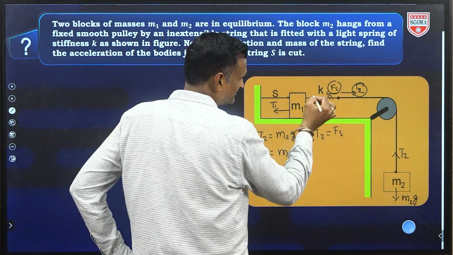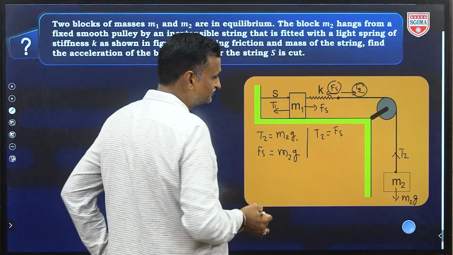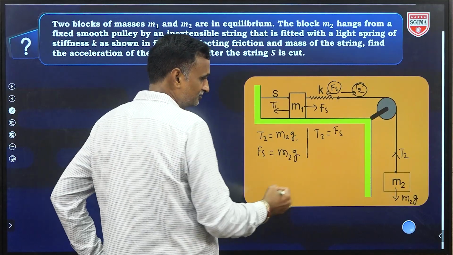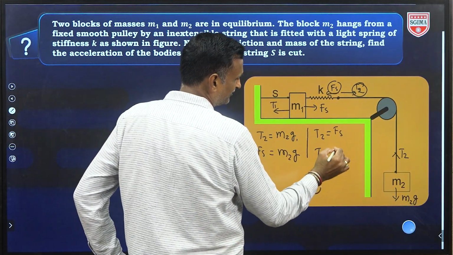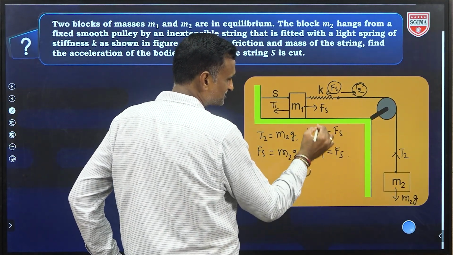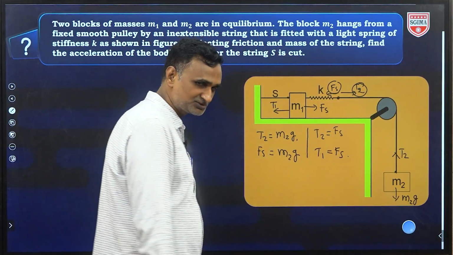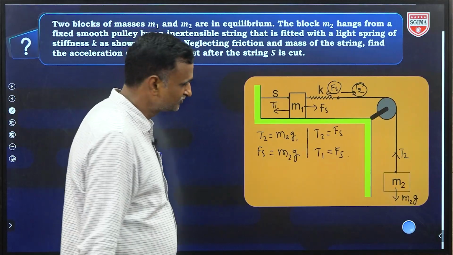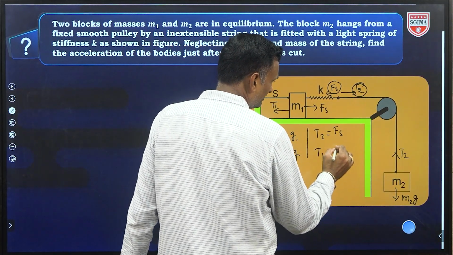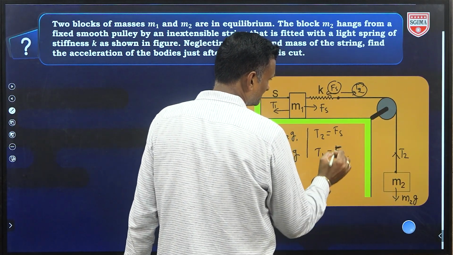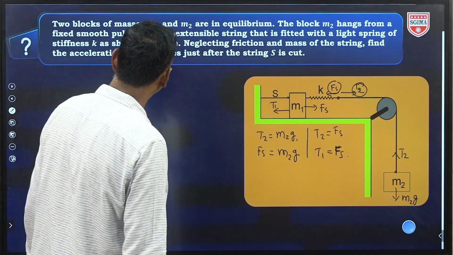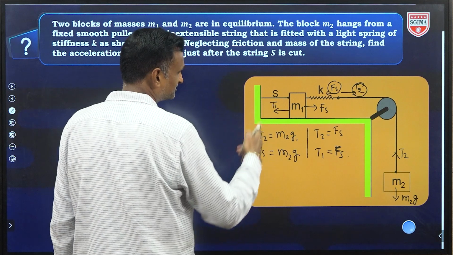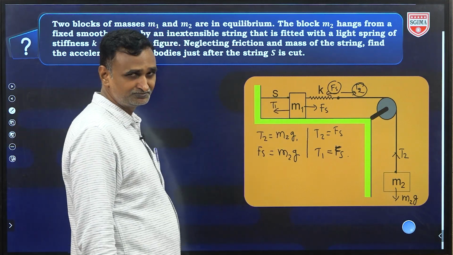Now this Fs is acting on M1, and M1 is being exerted by tension T1 on the left side, and also we can write T1 equals Fs, meaning T1 and T2 equal the spring force, right. So these are the net force equations initially. And what happens immediately after the string breaks? Whenever we break the string, which force becomes 0? T1.